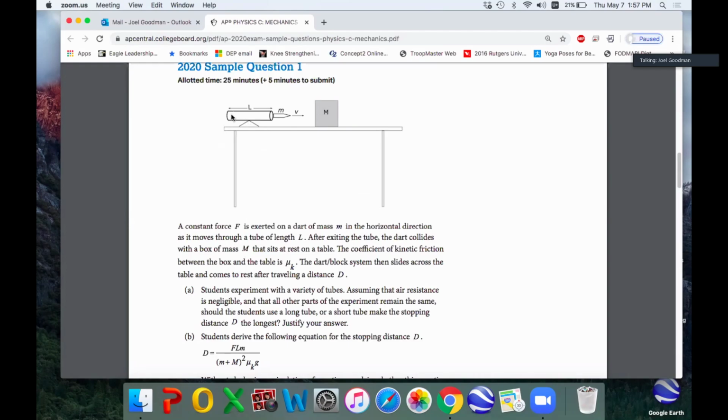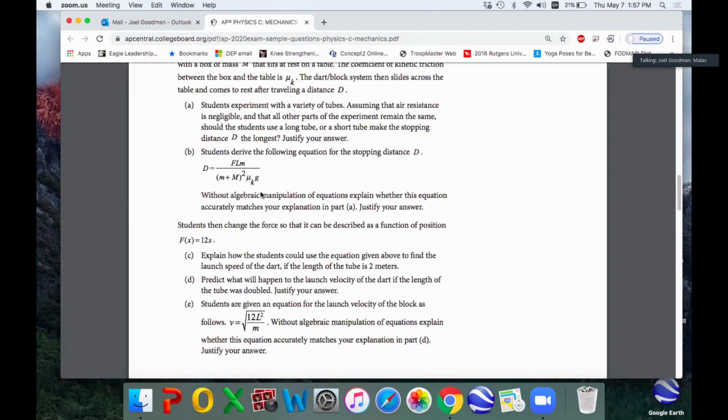I think X has got to be how far the dart has traveled down the tube. Yeah. As the dart goes down the tube, the force is increasing. Do you agree with that? Mm-hmm. I just think that they should have told you X is measured from the left end of the tube.